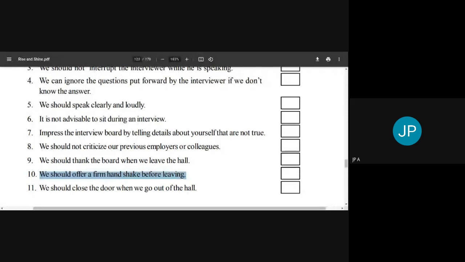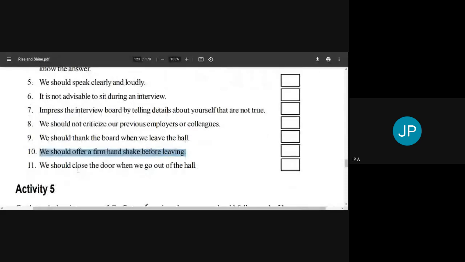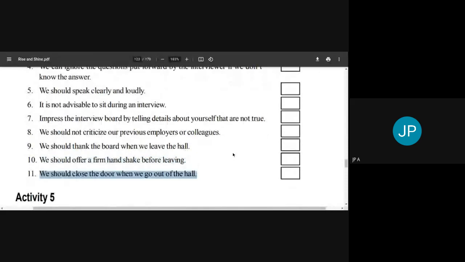And the last point is we should close the door when we go out of the hall. Yes. So once we have finished the interview, we open the door and we have to close it behind us. So that shows that you know the proper etiquette, the proper manners. In the next session, we will be discussing the common questions that are going to be asked in an interview. So that we will take up in the next class.